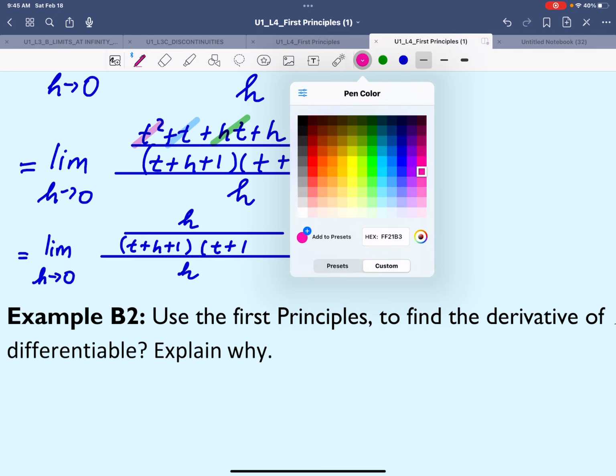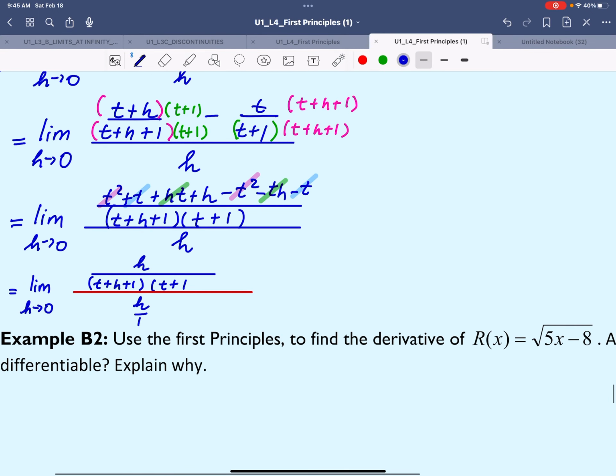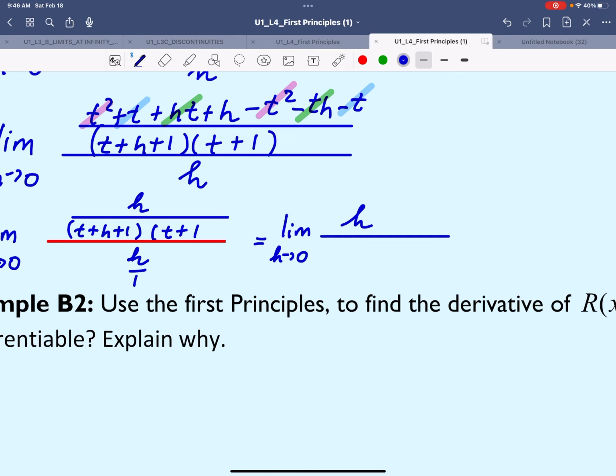Now it's time to divide by h. Remember that division by a fraction means that you're multiplying by its reciprocal. So I'll continue this simplification right here, exactly where we're at. That would be the limit as h approaches 0 of h over t plus h plus 1 times t plus 1, and then we said division turns into multiplication, and that will flip the denominator, so from h over 1 to 1 over h.